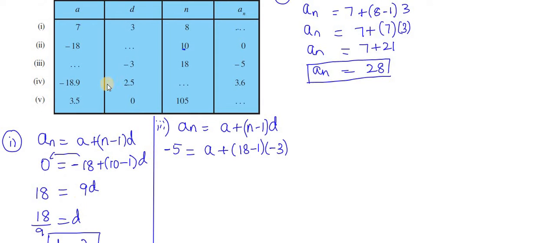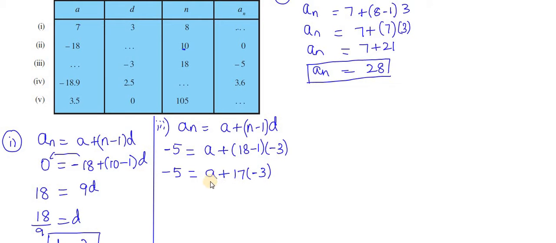Okay, here they give the third problem. A, we need to find the first term, and they give D, the common difference, minus 3, and N they gave 18, and AN they gave minus 5. Okay, so now substitute the values. So minus 5 is equal to A plus (N value is 18 minus 1) into D value, which is minus 3. So therefore simplify this. Minus 5 is equal to A plus, 18 minus 1 is nothing but 17, times minus 3.